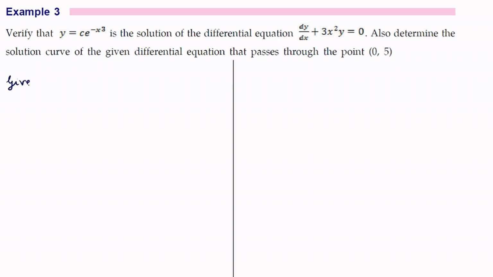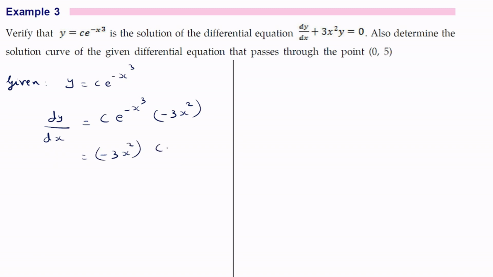So here, given y equal to c e raised to minus x cube, let us differentiate this with respect to x. dy by dx is equal to c into e raised to minus x cube. We have to use the chain rule to differentiate this. e raised to x is e raised to x only, so e raised to minus x cube will be e raised to minus x cube. Then the derivative of minus x cube is minus 3x square. So this is equal to minus 3x square into c e raised to minus x cube.